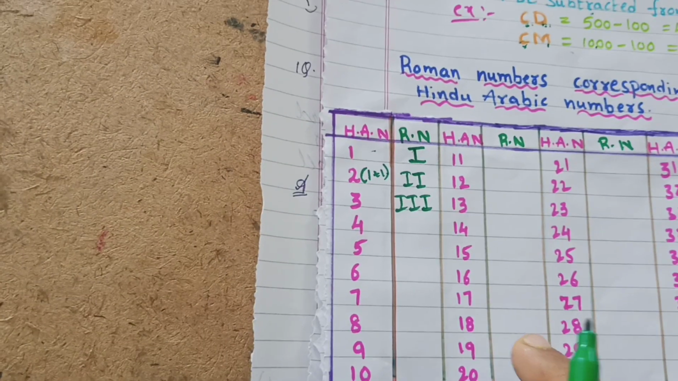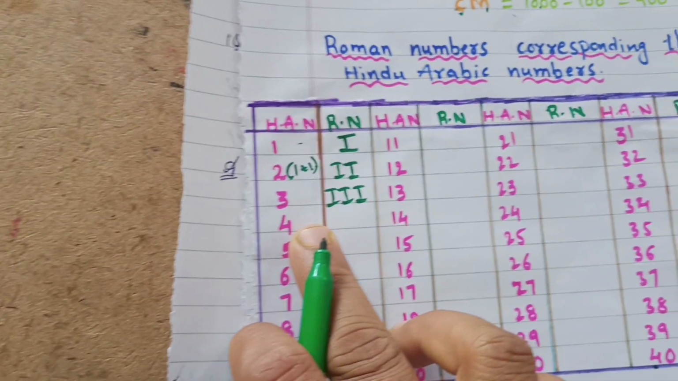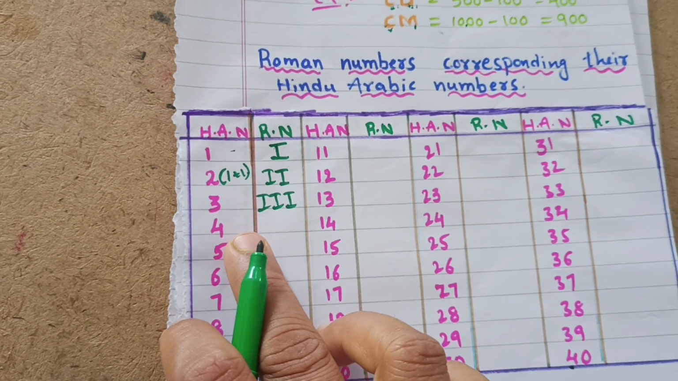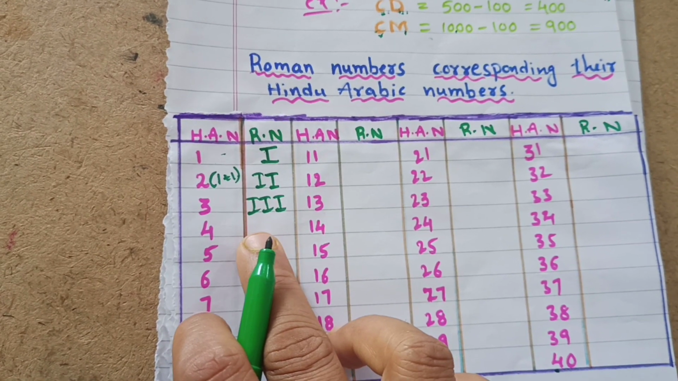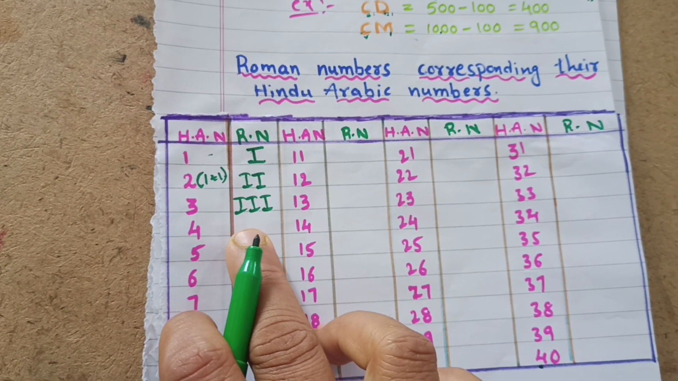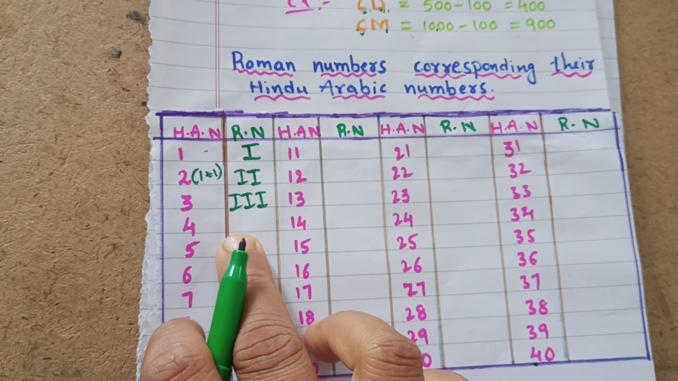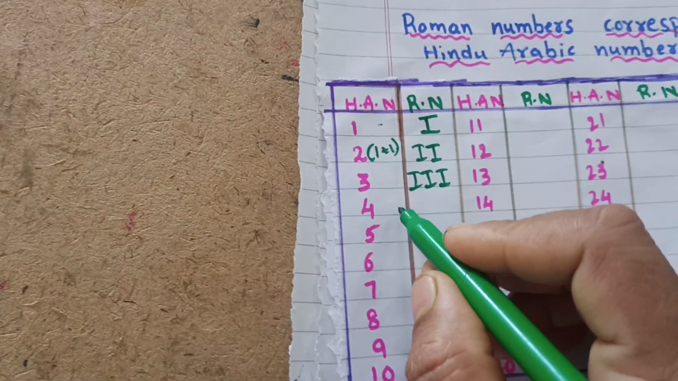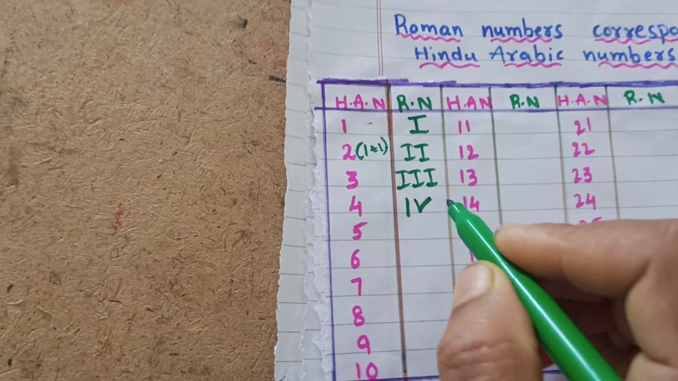3 times I means 3 only. Yes. 4. How can you write 4? 4 times I? No, it is wrong. By Roman rule 1, I can be repeated maximum 3 times only. It cannot be repeated more than 3 times. So here 4 can be written as IV only.